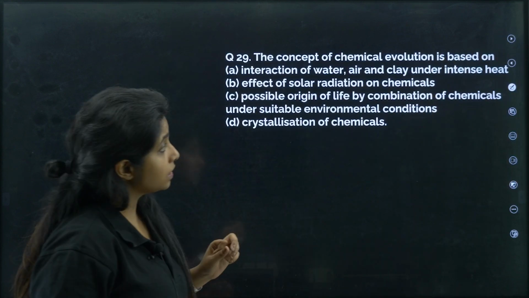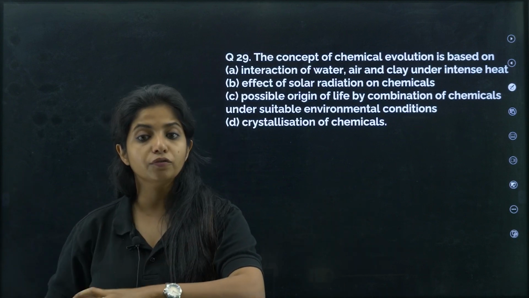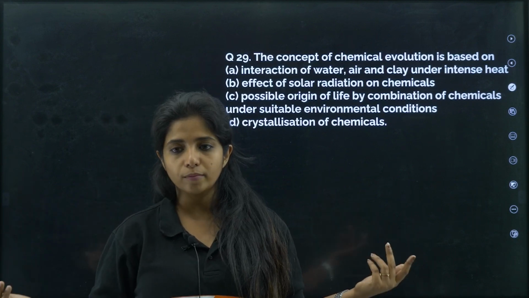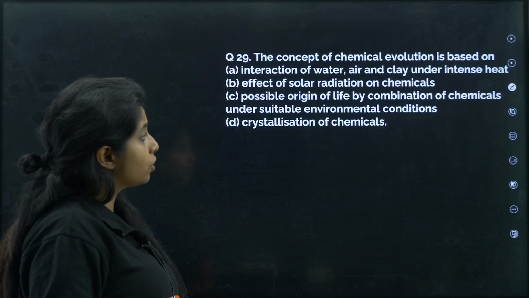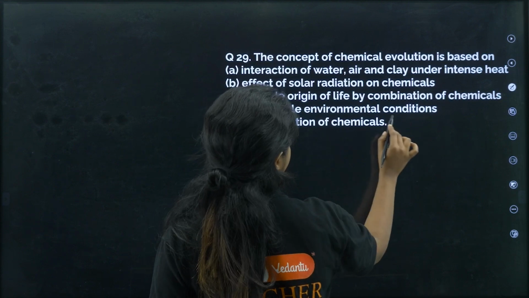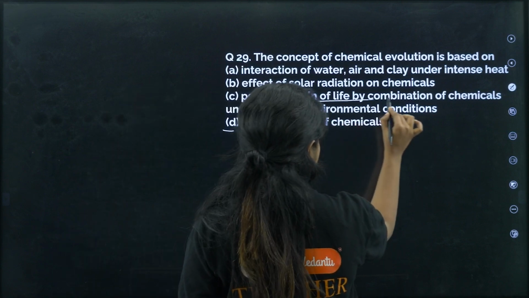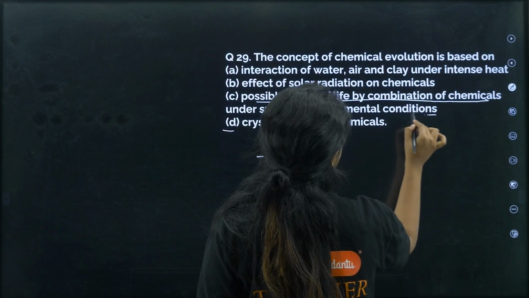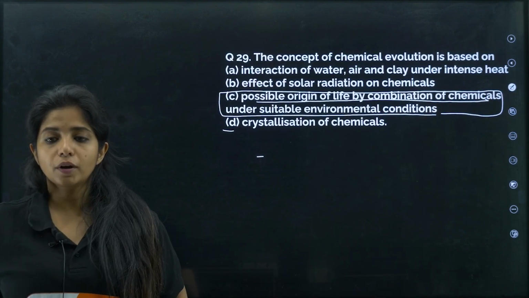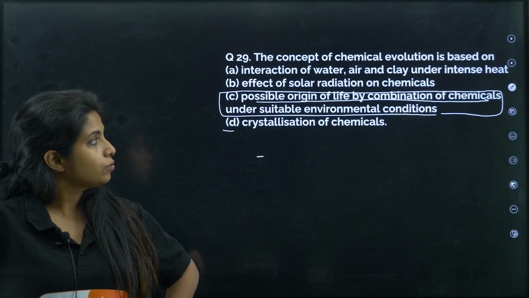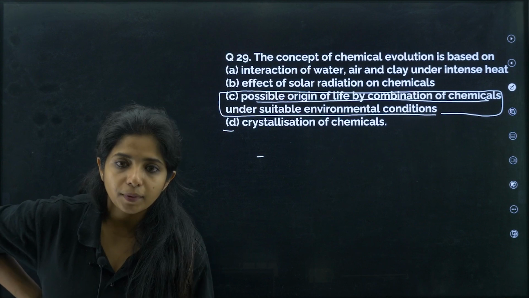Works? Next, the concept of chemical evolution is based on. Chemical evolution is the thing that I said: inorganic molecules coming together to form organic compounds, and these organic compounds giving rise to life forms. The options: interaction of water, air and clay under intense heat, effect of solar radiation on chemicals, possible origin of life by combination of chemicals under suitable environmental condition, crystallization of chemicals. What is the answer? Possible origin of life by combination of chemicals under suitable environmental condition. This is the answer. This is the thing that is explained in the concept of chemical evolution.